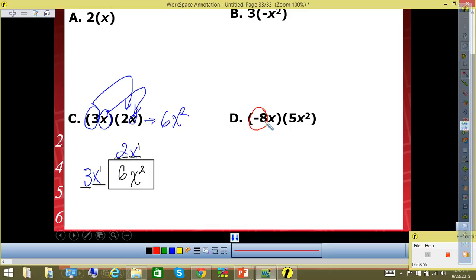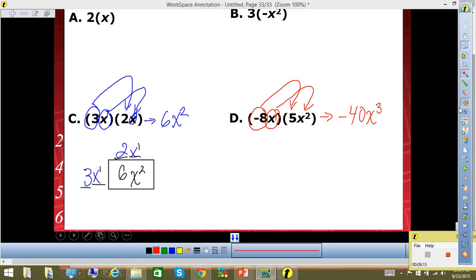Circle the coefficient. This is negative 8, and we're going to distribute that over here. That becomes negative 40. Circle the next variable, which is x to the first, and we're going to distribute that here. That becomes x to the third.